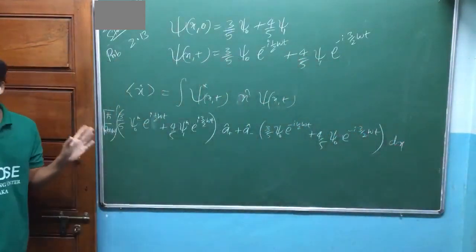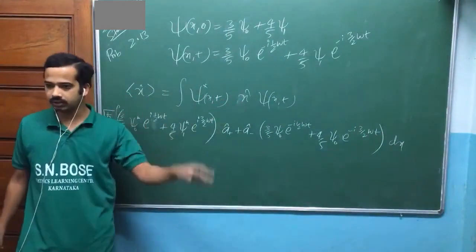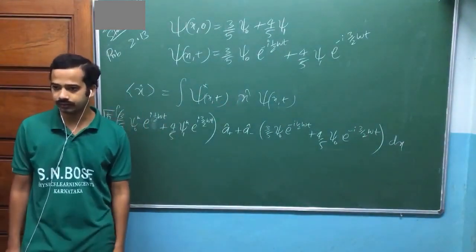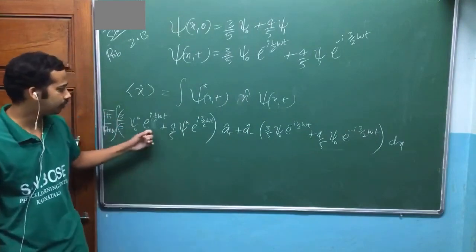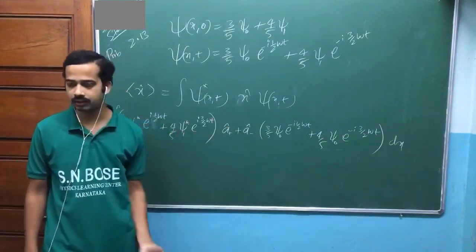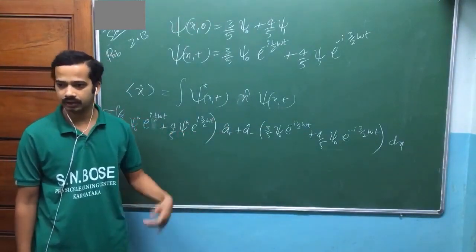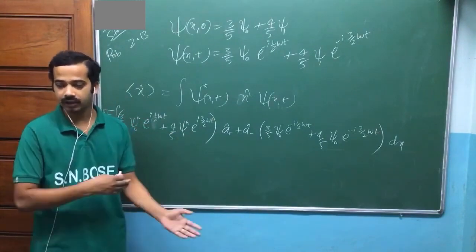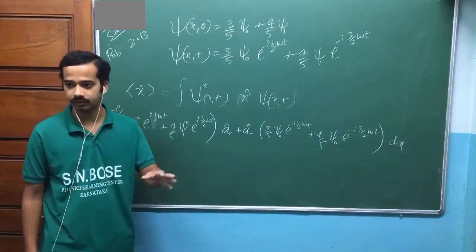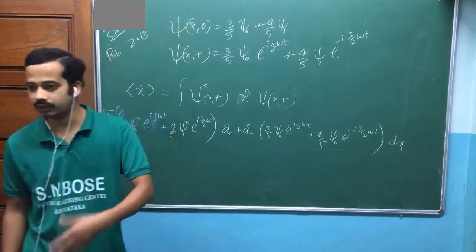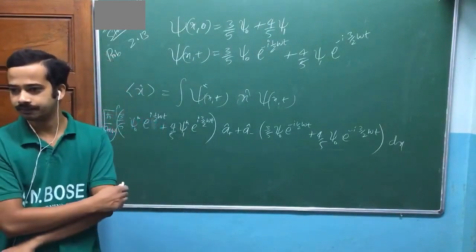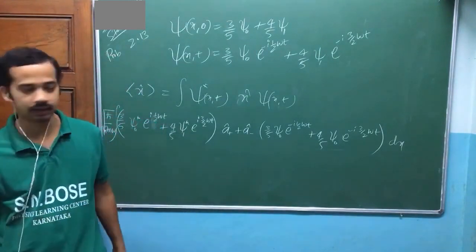Now carefully observe which integrals are non-zero and which are zero. You don't have to worry about the time part because you are not integrating with respect to time. You can think of the time part later, but think about the space part. If psi naught and psi 1 are integrated together, that is 0. Why? Orthogonality.